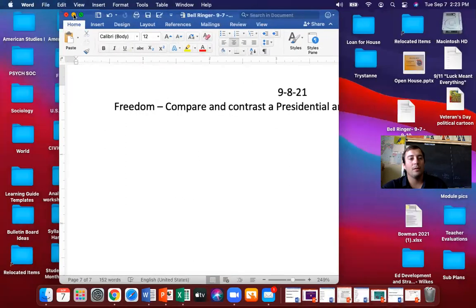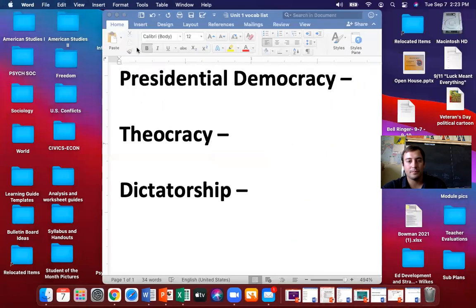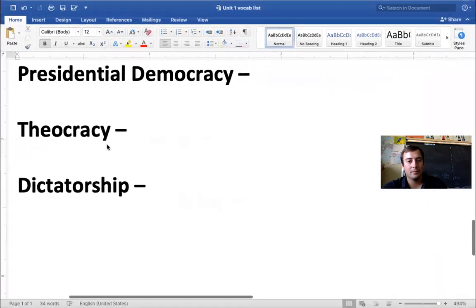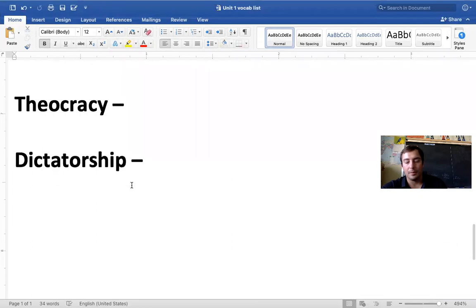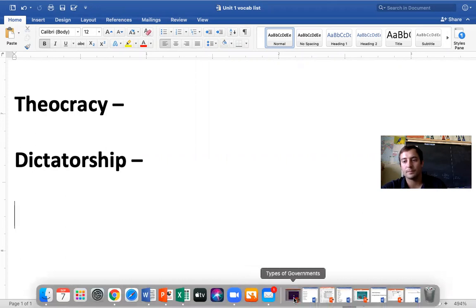So real quick, vocab terms for today. We got a theocracy and a dictatorship. So I'll let you guys pause that. You can write down that definition. I'm going to go over here soon.